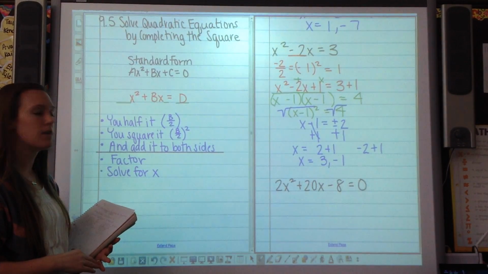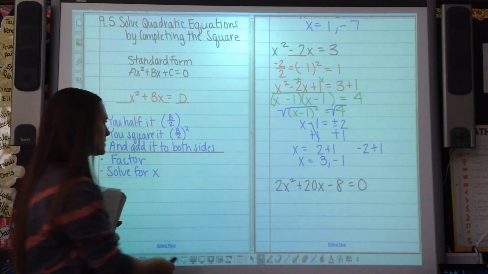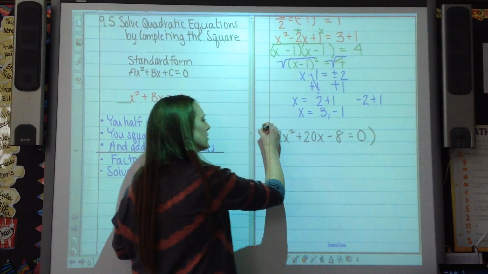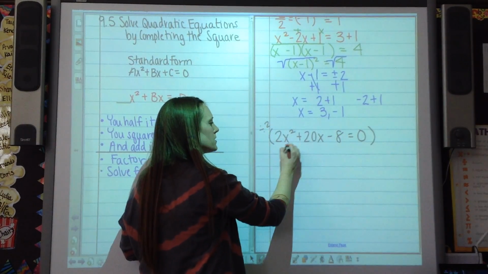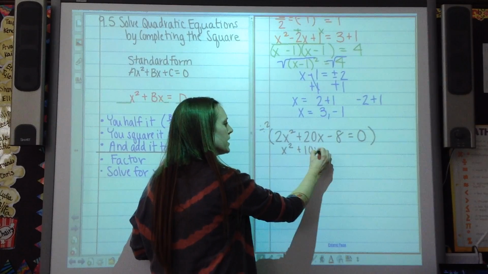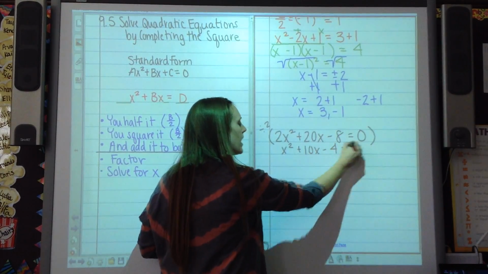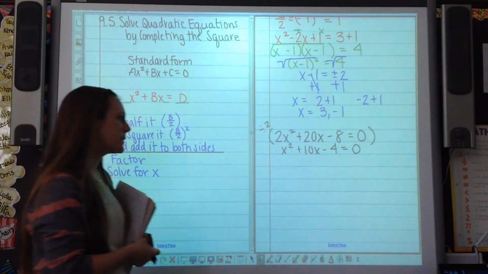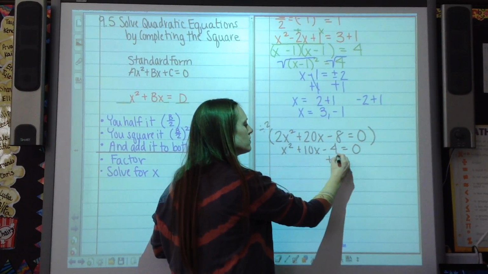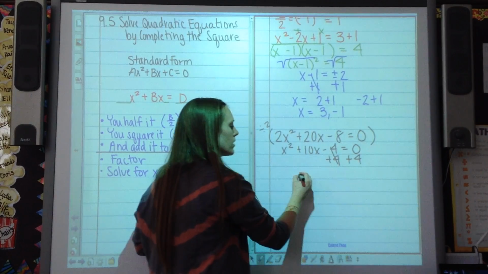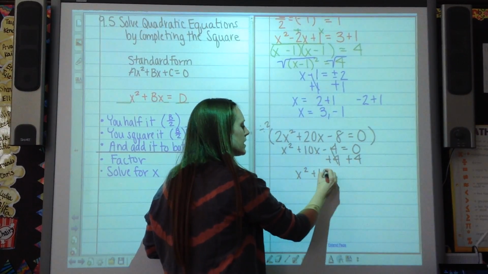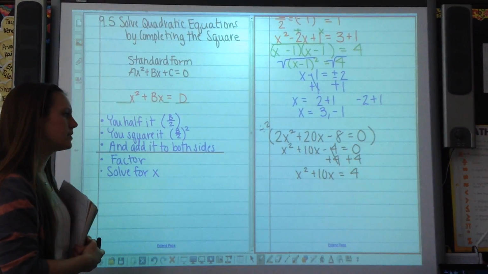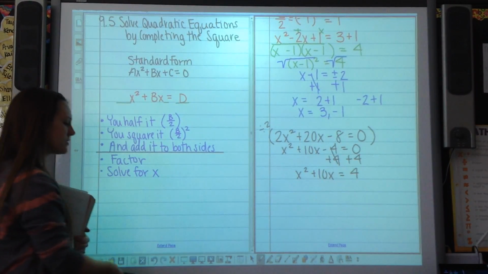I think I'm going to divide every term by 2 first, so I get rid of the leading coefficient. So this becomes x squared plus 10x minus 4. Make sure you divide every term by 2. Now I'm going to bring the 4 over, so I get x squared plus 10x equals 4. Now it's in the right form so I can complete the square. I can follow this process.